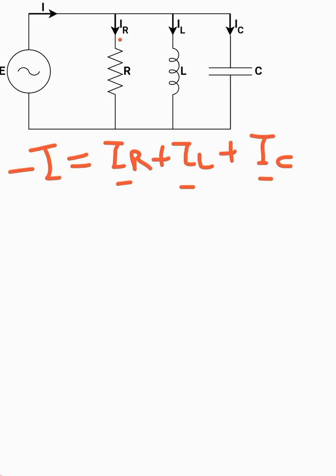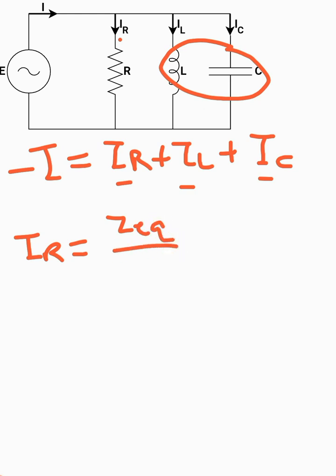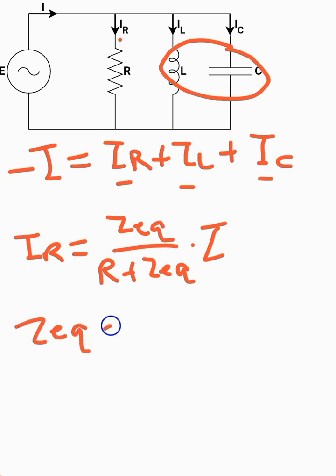Let's say you want to apply the current division rule to this circuit and want to know the value of IR. So IR can be calculated by taking the equivalent impedance of L and C, Z equivalent, divided by R plus Z equivalent, multiplied by the total current I. So now what is Z equivalent? Z equivalent will be the parallel combination of L and C reactances. I have added them in series, but they have to be in parallel.